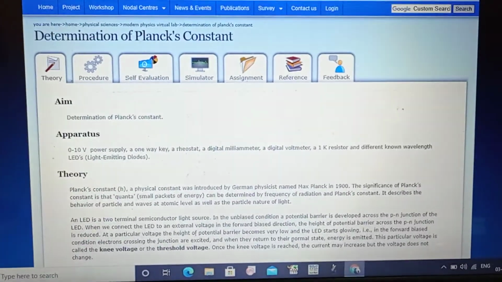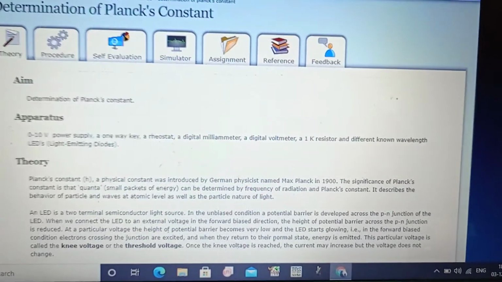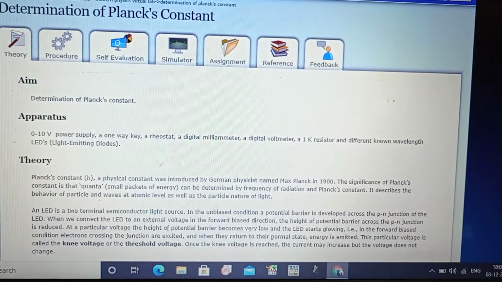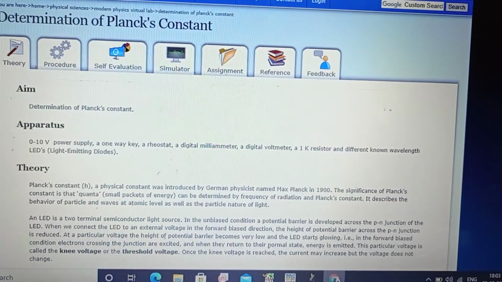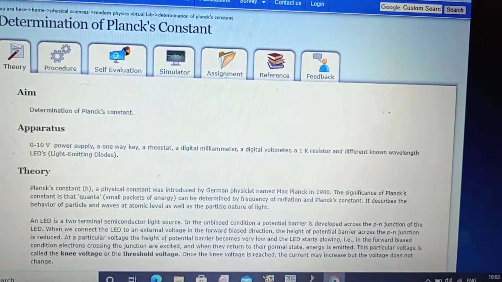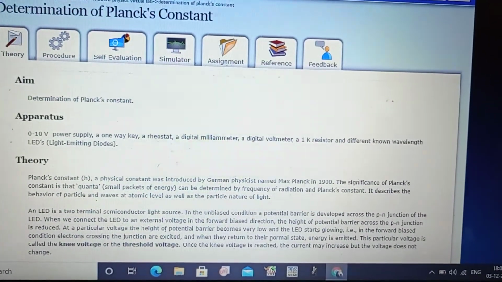The aim of the experiment is to determine the Planck's constant using LED. For that, we will need a 0 to 10 volt power supply, a one-way key, a rheostat, a digital milliammeter, a digital voltmeter, a 1K resistor, and different known wavelength LEDs.